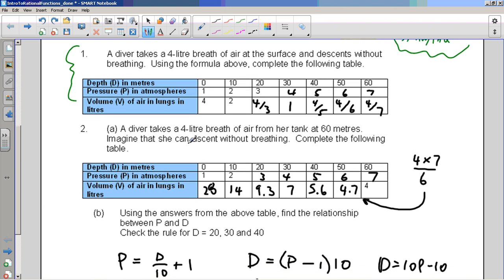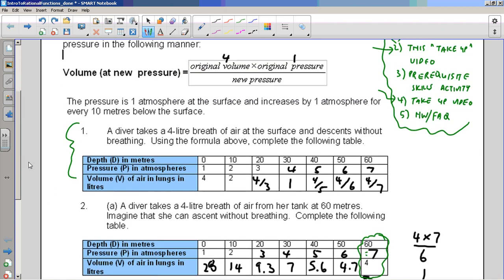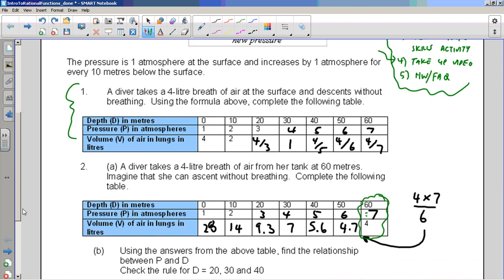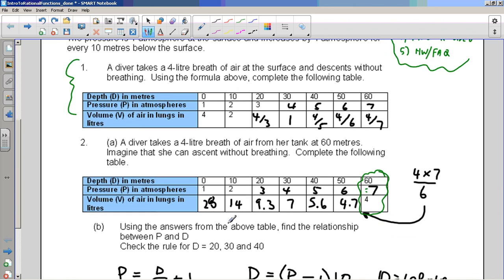The next one is a diver takes a 4-liter breath of air 60 meters down, right? 60 meters down, remember the pressure was 7, and I'm kind of starting this table over here, and hopefully you got these values, because now the original pressure was 7 and the original volume was 4, and as we go up, what happens to the volume of air in the lungs? Well, it goes up as well. By the time we get to the surface, there's 1 pressure and the volume of air in the lungs isn't 4 liters anymore, it's 28 liters.